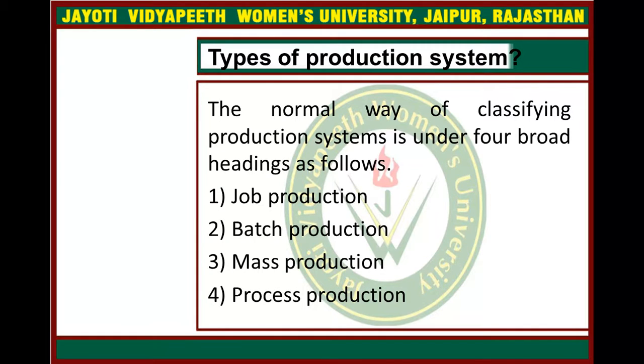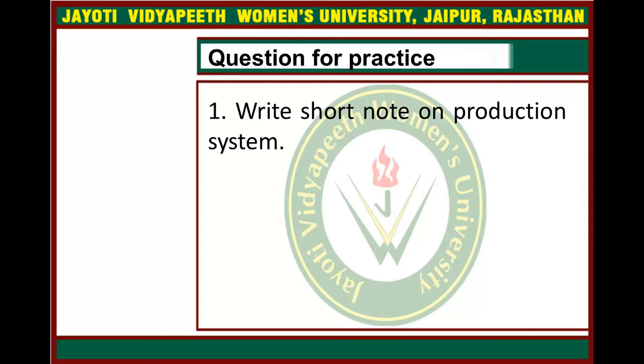The types of production systems. The normal way of classifying production system is under four broad headings, which are as follows. First is job production, second is batch production, third is mass production, and the fourth is process production. This is all about the production system, and we will discuss types of production system in our next session.